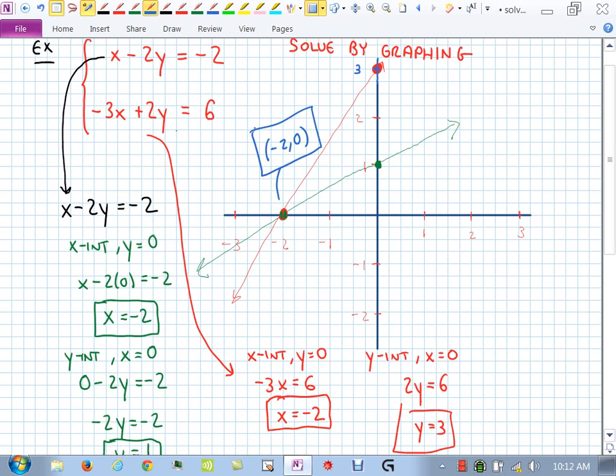How could you check your answer? Plug it in. Try the first equation. What happens if I replace x with -2 and y with 0? I get -2, this is gone, equals -2, which is true. But then do the same thing on the second one. Plug in -2 here for x. -3 times -2 is 6. Replace y with 0, it's gone, so you get 6 equals 6. So -2, 0 satisfies both equations simultaneously.